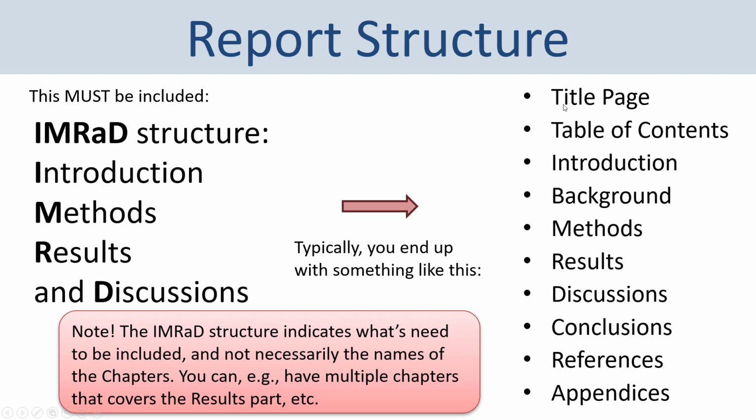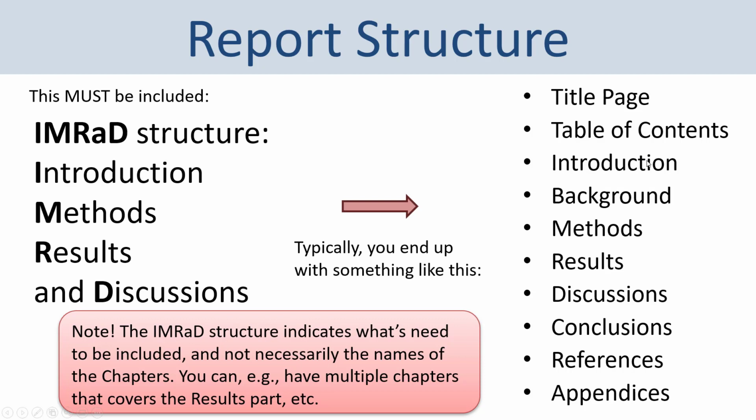So typically you always need a title page where you have the title of the project or the system you have made, your name, date, etc. And you can also have a figure here on the title page. Typically you want to also include a table of contents. You need an introduction chapter. So this is typically the first chapter in your report.